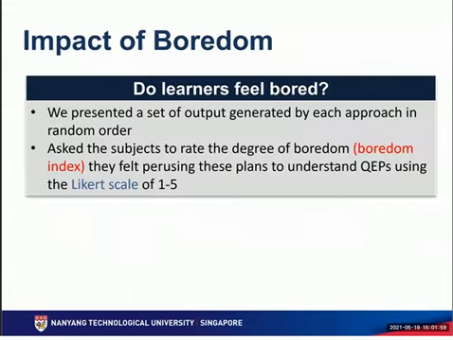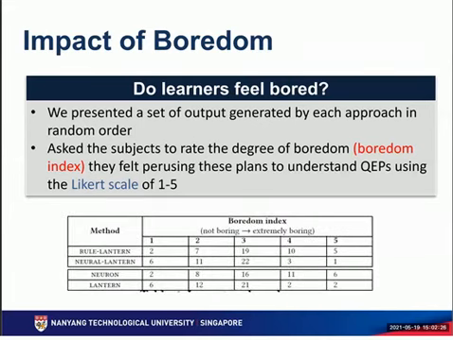Next, we investigate the impact of boredom. We compare the boredom index for TPC-H on PostgreSQL. We presented a set of output generated by each operator in random orders. We asked the subjects to rate the degree of boredom, which is our boredom index. They felt perusing these plans to understand QPs using the Likert scale of 1 to 5. The volunteers found the output of rule-based Neuron more boring than Lantern, as you can see in the table. This is shown consistently in all the different variants of the software we explored.